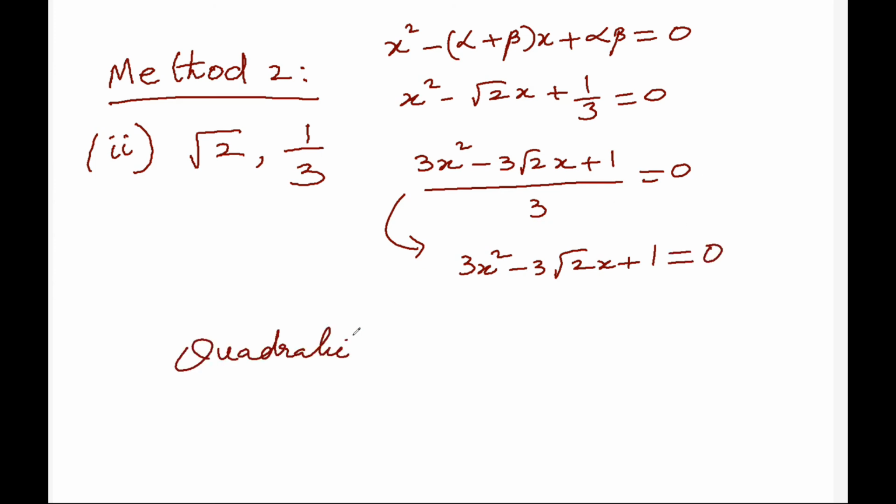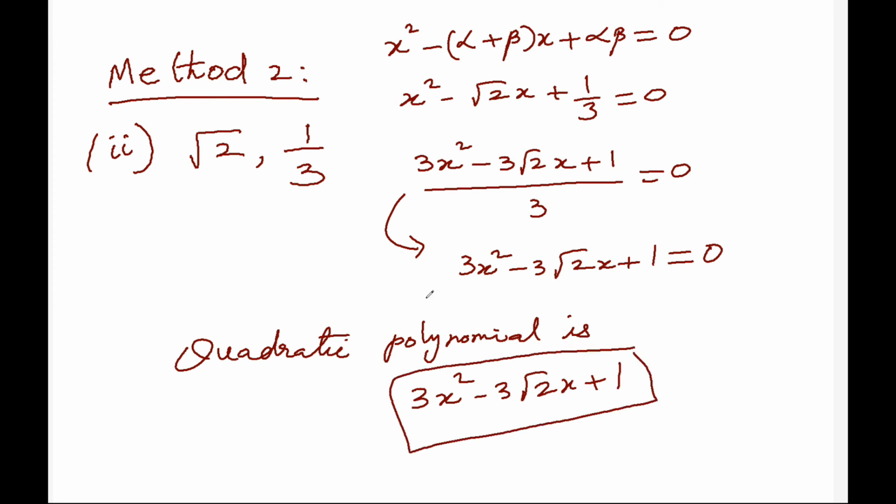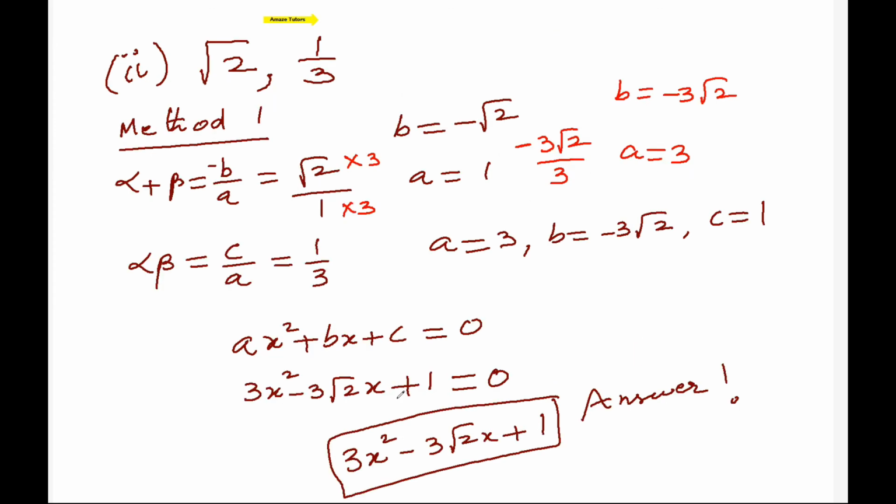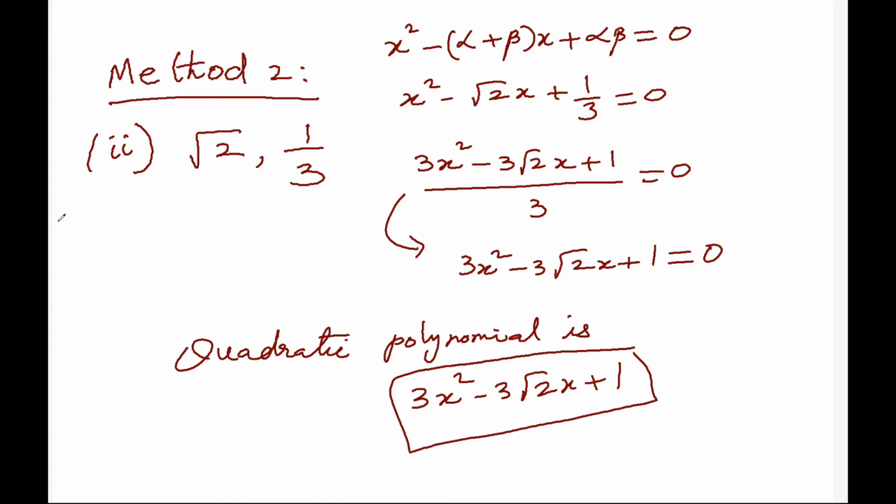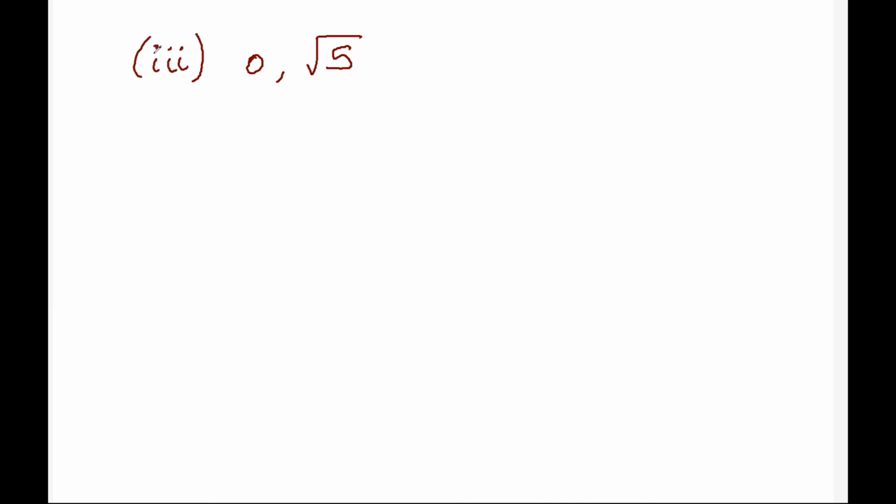The required quadratic polynomial is 3x squared minus 3 root 2x plus 1. This is the answer. So we got the same answer in both the methods. I hope you are following both the methods, students. Let's do the final question of today, part 3: 0 and root 5. Let's do both the methods for this question too, so that you will get the hang of it.